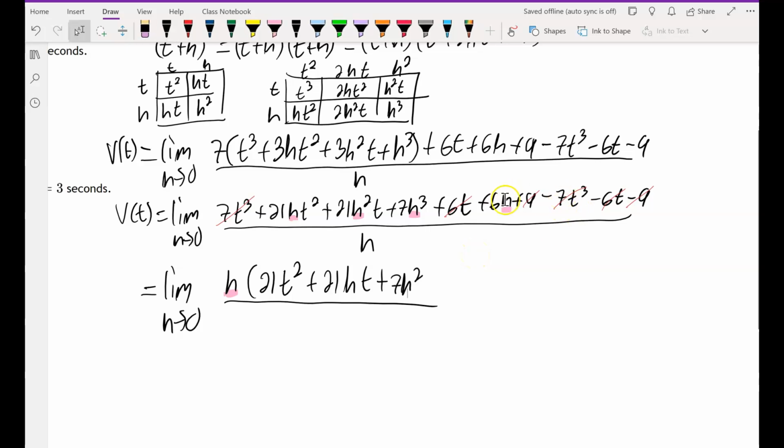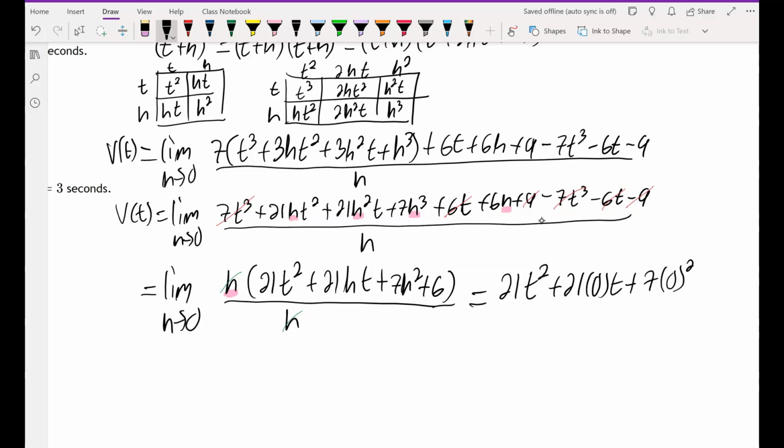And finally, the last term, which is the 6h, just gives us a 6 once we remove one of those h's. And then the h's cancel out in the numerator and the denominator to the number 1, and then we could plug in 0 for every remaining h value. And when we do that, we get 21t squared plus 21 times 0t plus 7 times 0 squared plus 6, which is just the velocity of t, which equals 21t squared plus 6.